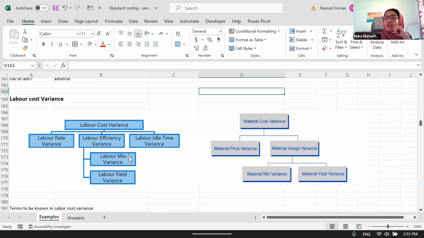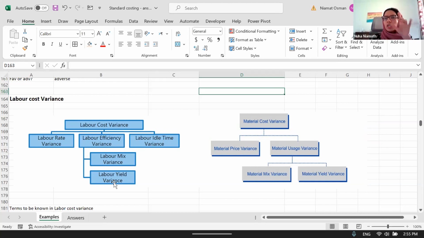Under efficiency variance, we have mix variance and yield variance. Mix, what did I tell you, was between actual and the revised actual. Similarly here, instead of quantity, it's hours. So actual hours minus revised actual hours. Yield is what? Between standard and revised. So standard hours minus revised standard hours. Overall, this is the comparison between labor and material.